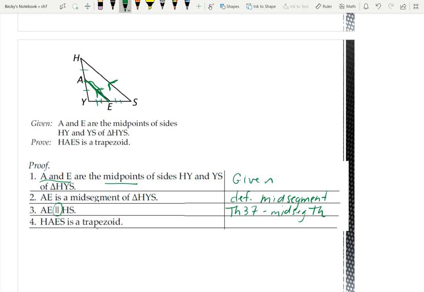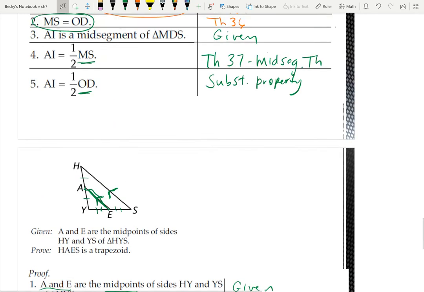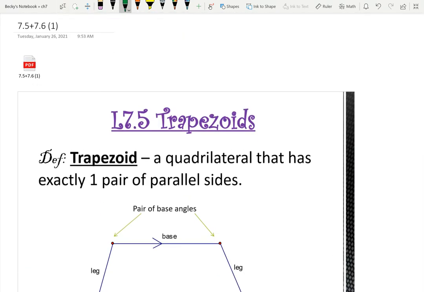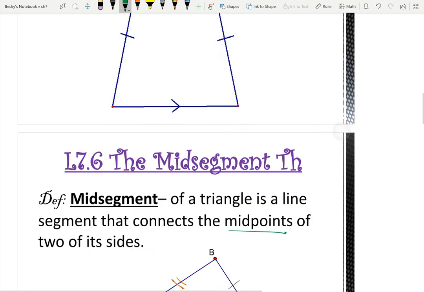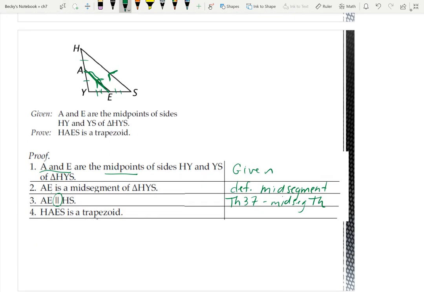Okay, now we're going to prove it's a trapezoid. Okay, so what is a trapezoid? Do we know? Now, I think I have the definition way up at the top. Sorry for all the scrolling, but it helps just to keep referring back to things that we know. Here's the definition. A trapezoid is a quadrilateral who has exactly one pair of parallel sides. Okay, one pair of parallel sides. Did we prove that already? We did. Right here it shows that they're parallel.